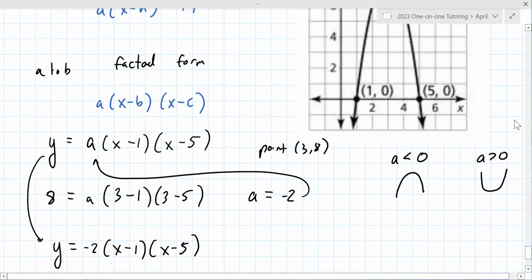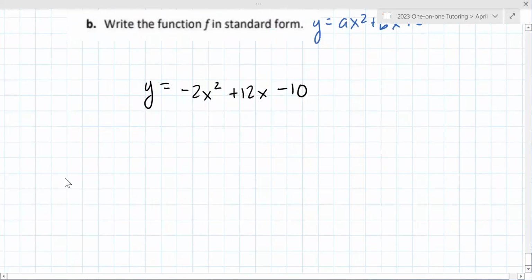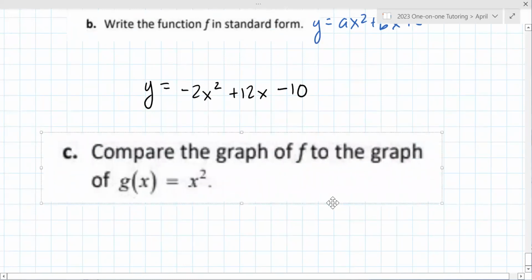All right, now unfortunately for C, we would have been better off getting vertex form. And the reason is it wants transformations in C. So when it says compare to the graph, that really means transformations.